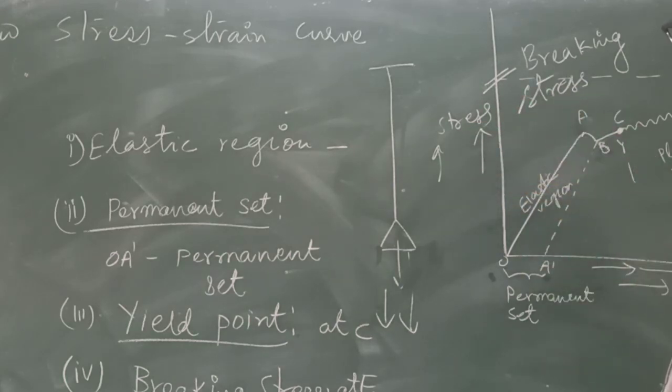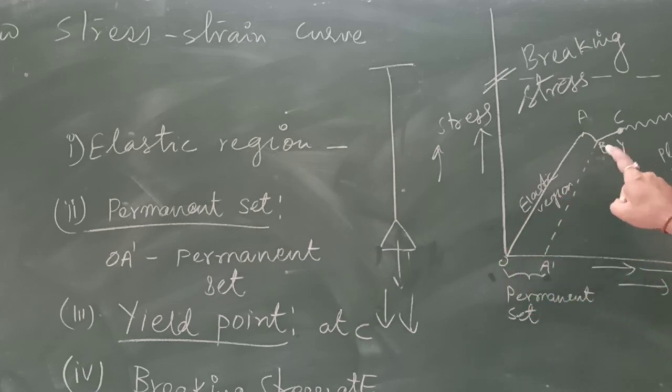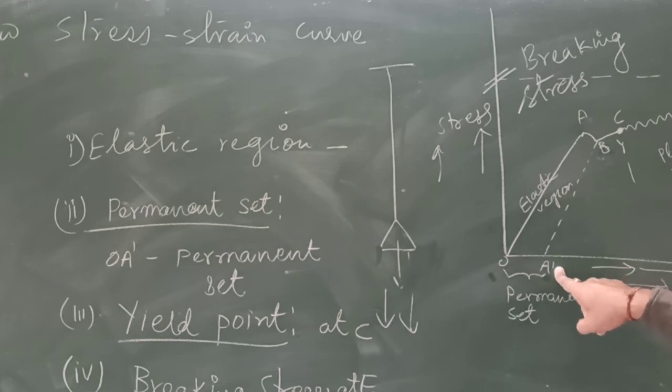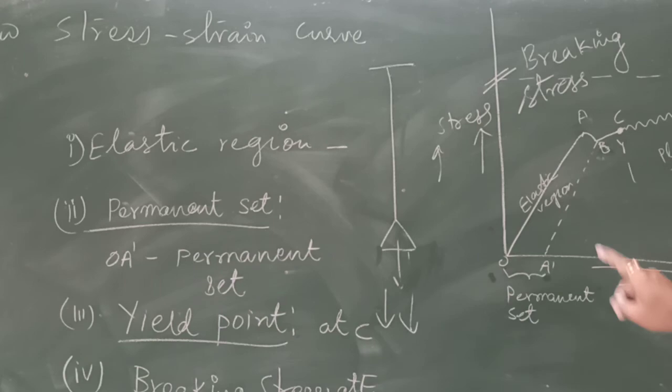Now stress is applied, and a very large strain will be produced. If we unload the wire at point B, the wire should follow the path BAO, but the wire follows BA dash. That means the wire will get permanently deformed. Such a permanent deformation in the wire is known as permanent set, and is represented by OA dash.